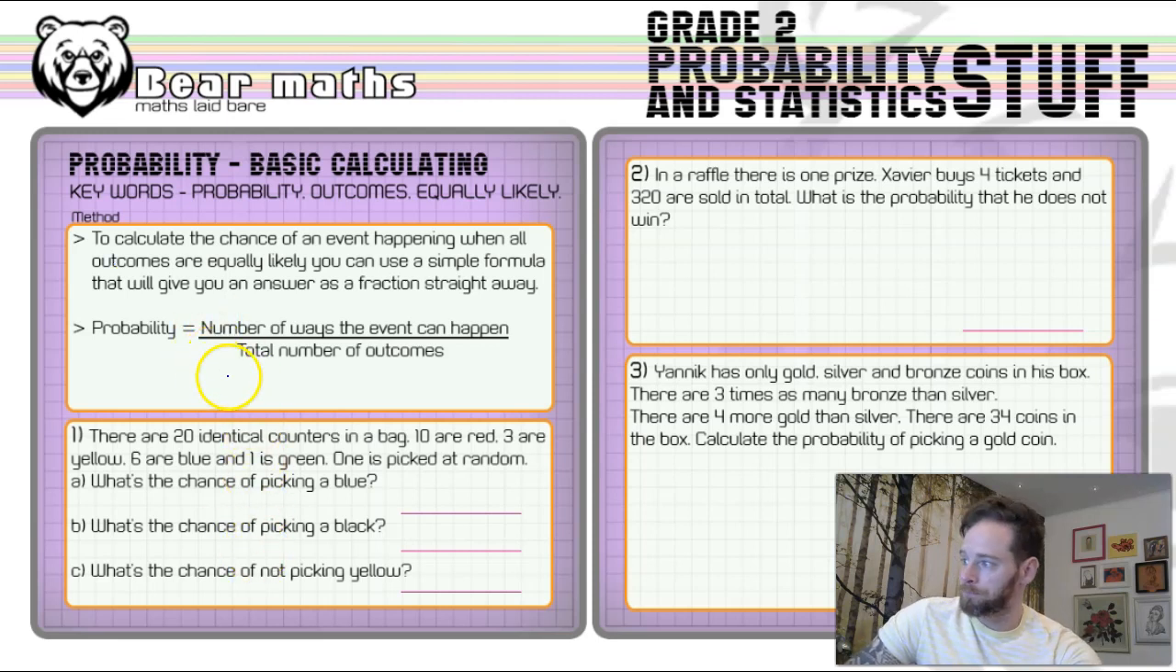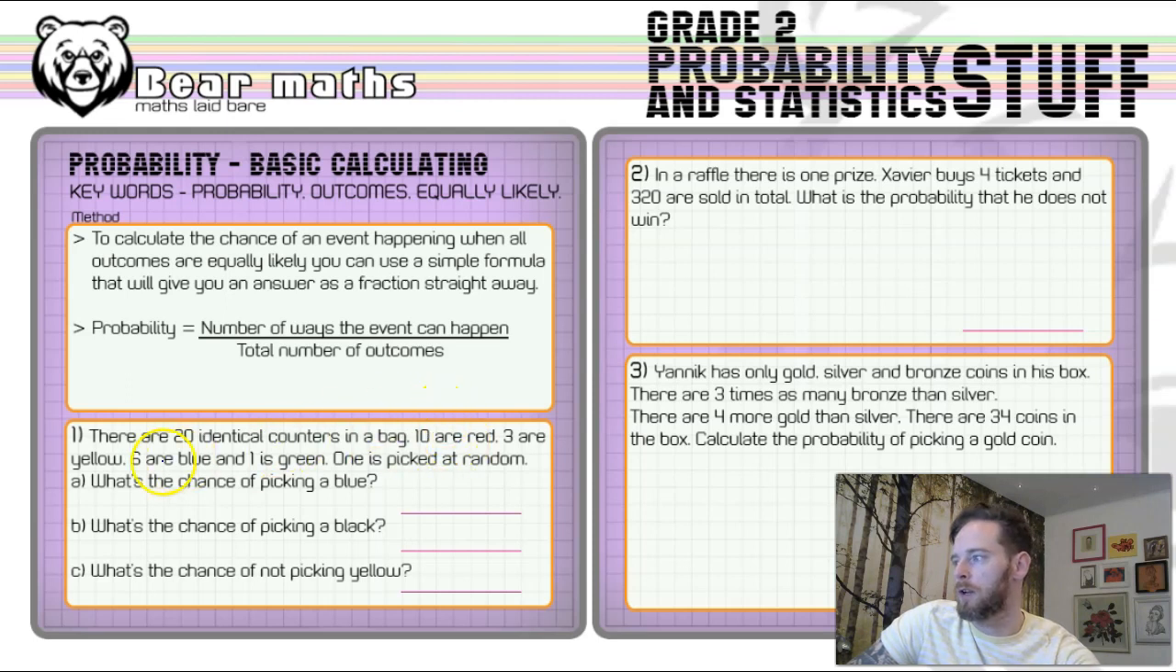So in question number 1, there are 20 identical counters in a bag. That means we know the total number of counters. In fact, they say identical means that everyone has an equal chance of coming out of the bag. There isn't one that's much bigger and therefore would be much more likely to be taken out of the bag. 10 are red, 3 are yellow, 6 are blue, and 1 is green. 1 is picked at random. What's the chance of picking a blue one?